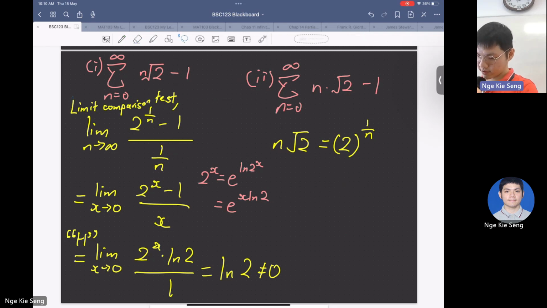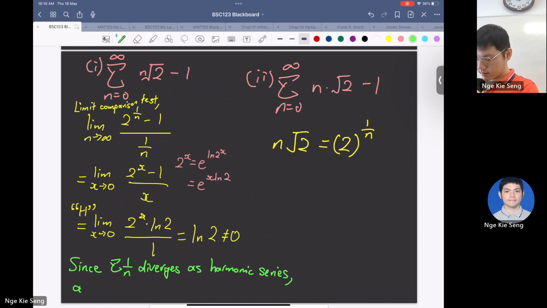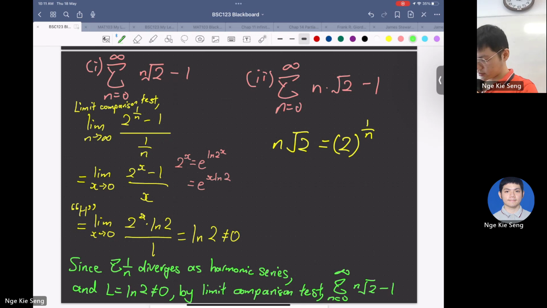Okay, let me write it down at the bottom. And since the series of 1 over n diverges as the harmonic series, L equals ln 2, which is finite and not equal to 0, by the limit comparison test, the series diverge together. Okay, how about question 2?